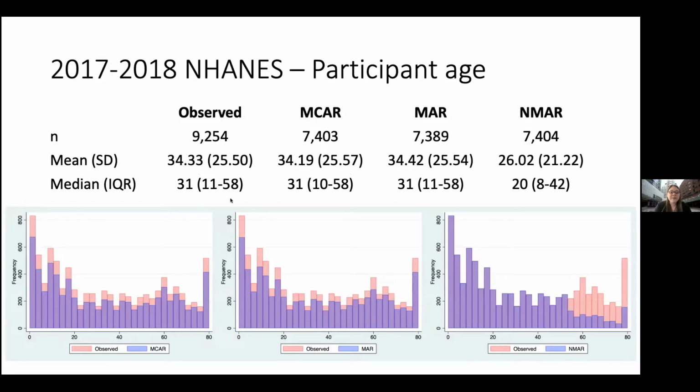So in the observed data set, we have about 9,000 people with a mean age of about 34 with a standard deviation of 25.5. Now you can see under MCAR and MAR assumptions, those estimates don't change too much, it's okay, but wow, that's a problem with the not missing at random data. So if we just use this data set as we had it with the missing values, you can see how this would be a problem when we came time to try to make conclusions. And down here, you can just see the distribution of the data with the red color being the observed and the purple/blue is what was the missing values.